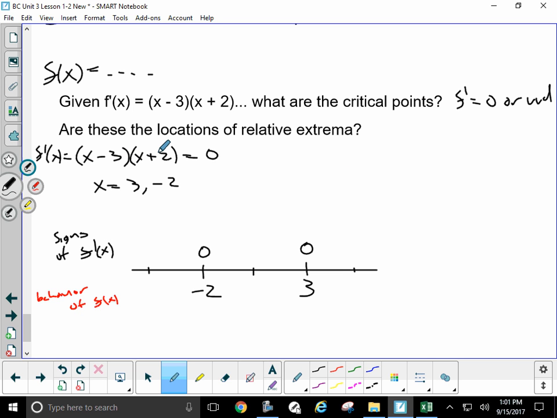Now the specific value is not important. It's just the sign of the value that's important. So when I plug in 4, I get 4 minus 3, which is a positive, times 4 plus 2, which is a positive. Since at 4 we have a positive sign, all of the signs of the values of f prime will have to be positive to the right of 3. Again, I'm using x minus 3 times x plus 2. This is f prime. I'm finding the signs of f prime.